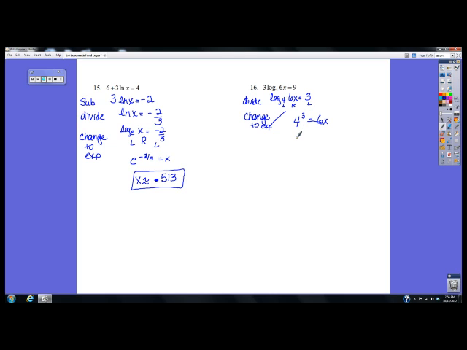4 to the 3rd power is 64. 64 divided by 6, and reduce that, would be 32/3. If you can possibly give a nice fraction, don't always type it in the calculator and give an ugly decimal. That's a nice fraction, so leave it as a nice fraction.